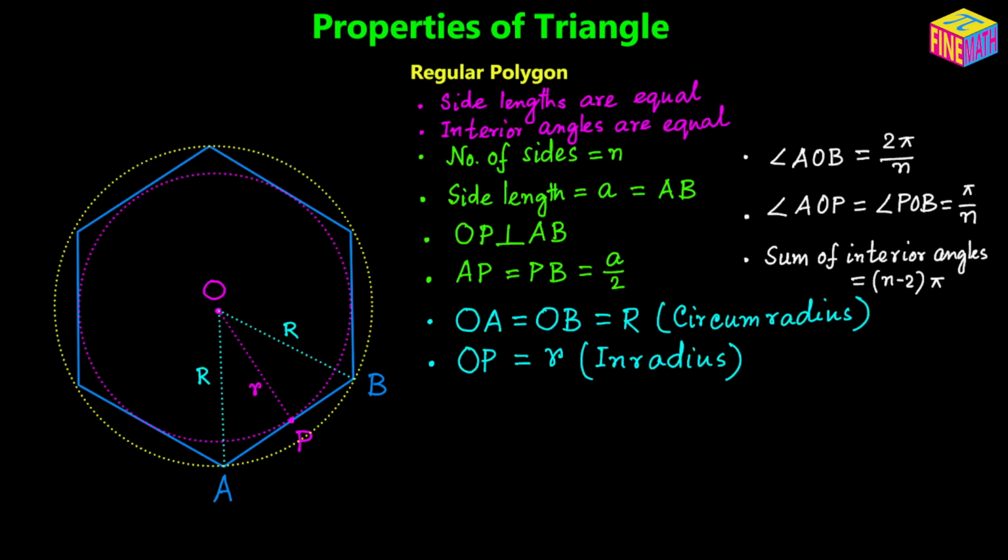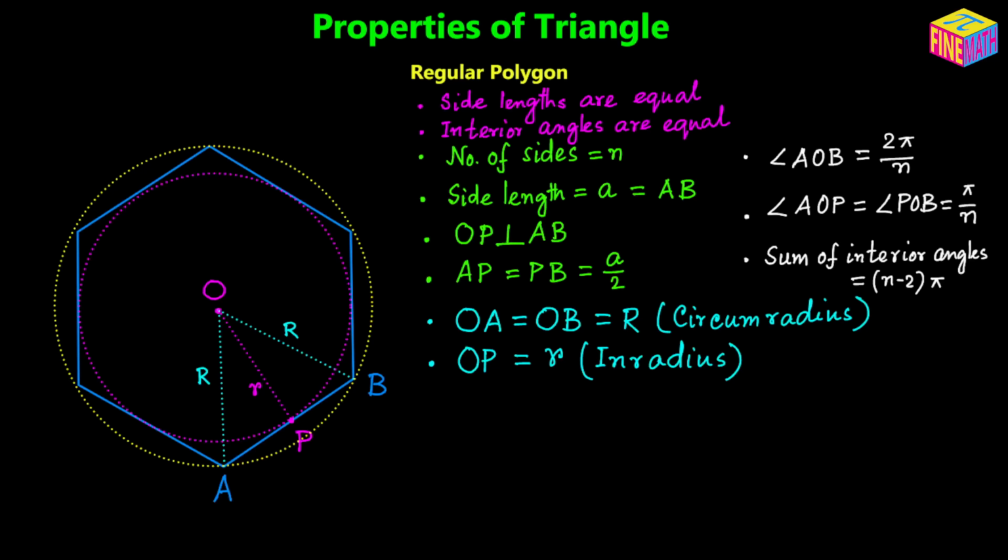Also, what will be the size of the angle AOB? Well, it will be 2 pi over n, because the entire angle around the center is 2 pi radians, and because we have n sides here, each of these angles at the center will be of equal size, each of them 2 pi over n. So angle AOB will be 2 pi over n. And then what will be the size of angle AOP or angle POB? Well, it will be half of the angle AOB, so 2 pi over n divided by 2, which is pi over n. So angle AOP will be equal to angle POB, and each of them will be equal to pi over n.